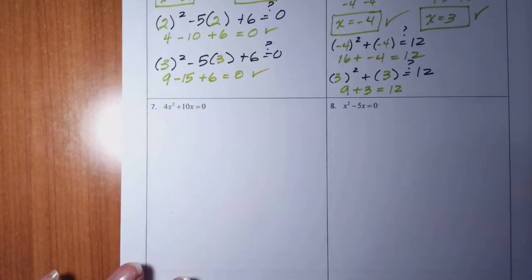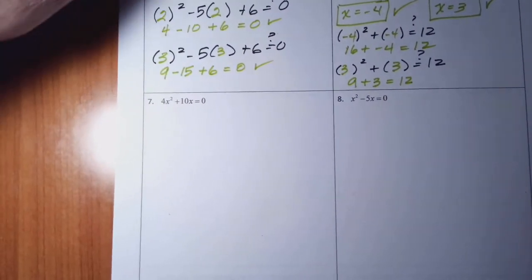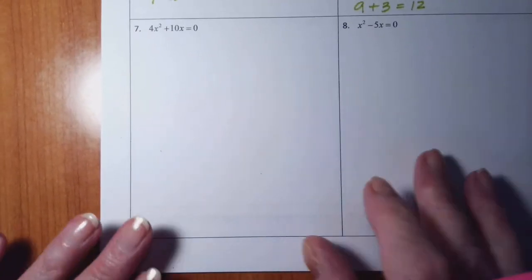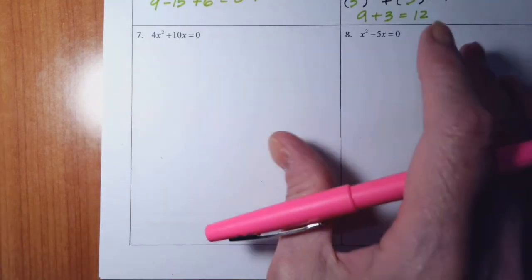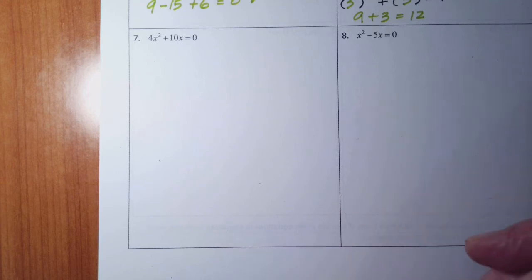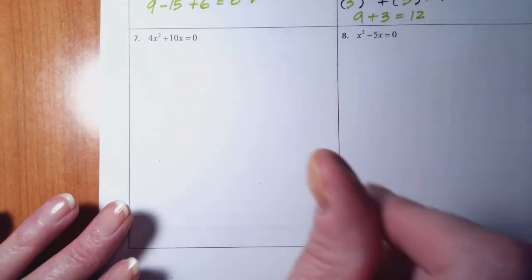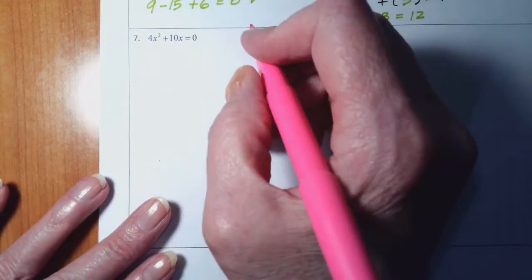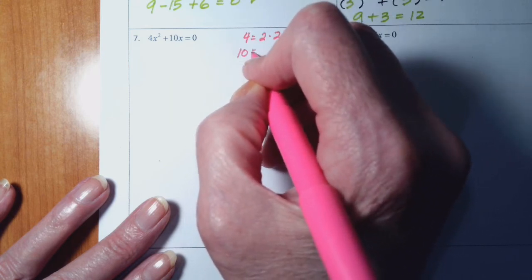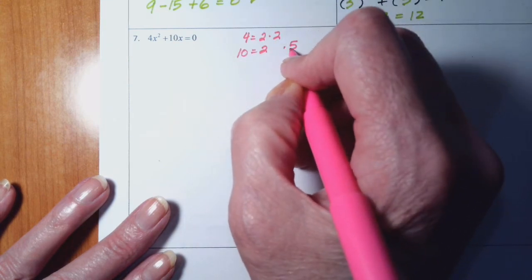On our next example here, let me see if I can adjust that a little bit. Okay. On our next example here, notice there are only 2 terms. It's equal to 0, so we're good to go. But 2 terms. Remember, the first thing you want to look at is the greatest common factor. 4 and 10 are both even, so I know at least there is a common factor of 2. And also, each of them have an x. So 4 is equal to 2 times 2. 10 is equal to 2 times 5.